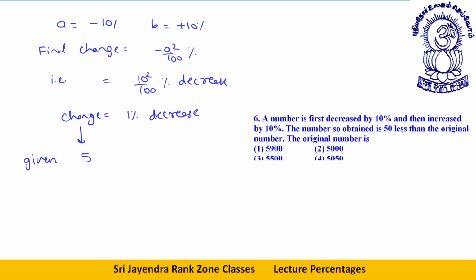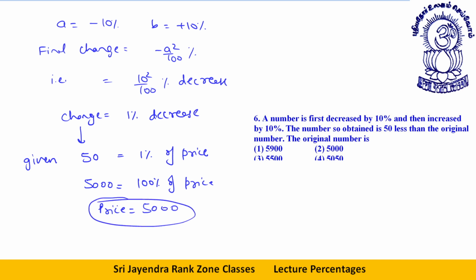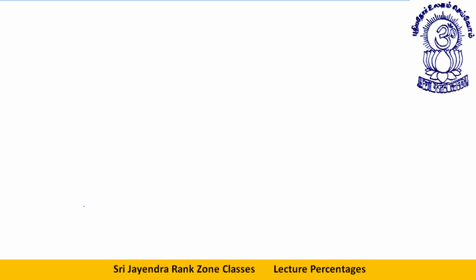Change is 1% decrease, but this change is given to me as 50. So this 50 is equal to 1% of the number. So what is the 100% of the number? The 100% is 5,000. So the number is equal to 5,000. This is your answer, my dear students. I'm very sure it is clear to all of you. Okay. Let's move ahead.